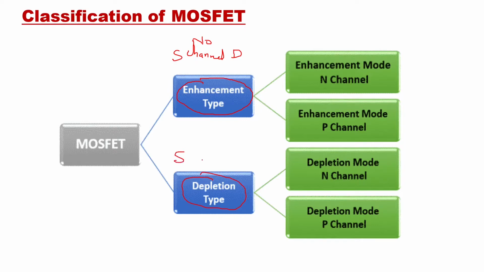And the second type is depletion type. Here, between source and drain, a channel will be present, and the flow of current through the channel between source and drain will be varied according to the voltage applied to the gate terminal. So the gate terminal will be the controlling terminal.